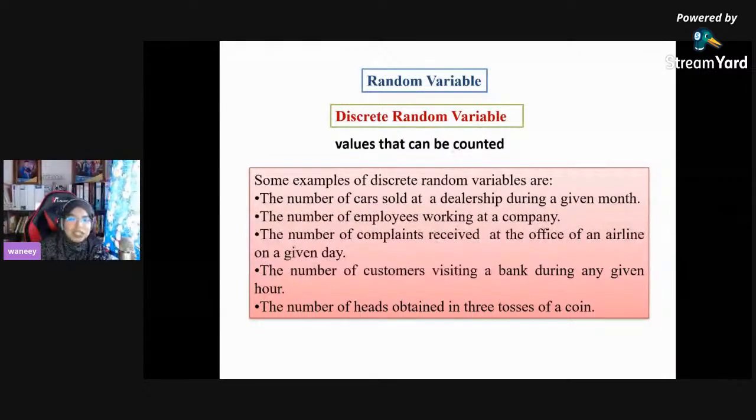You never say 3.133 complaints. The number of customers, again, this is the number of persons, so you do not have any decimal place, right? So the number of customers visiting a bank during any given hour. We can either have 10 customers, 20 customers, 30 customers, and so on.